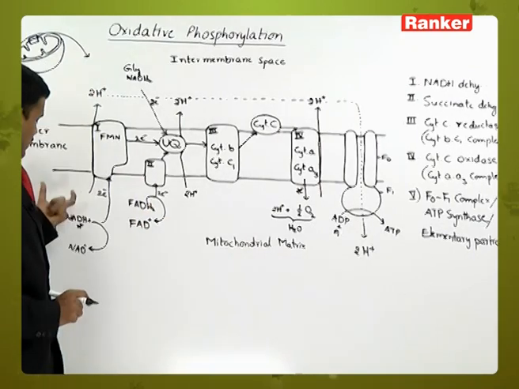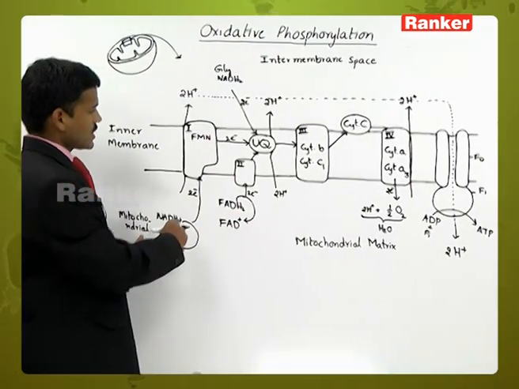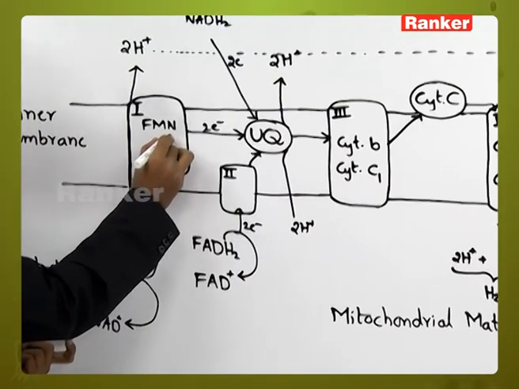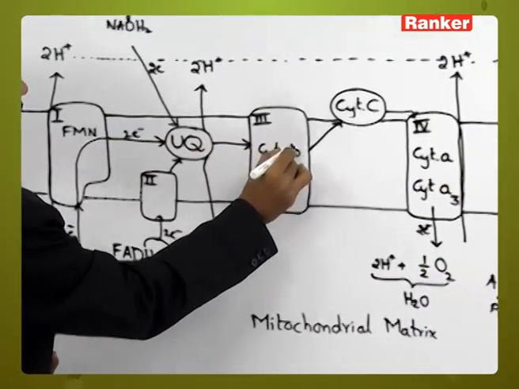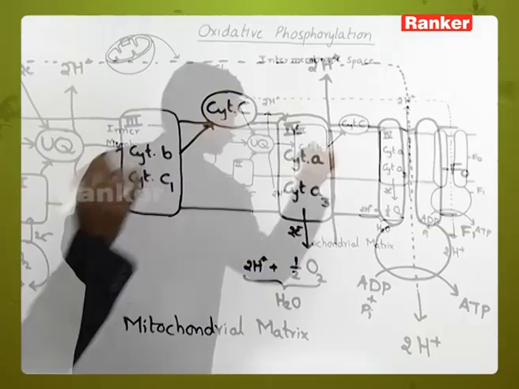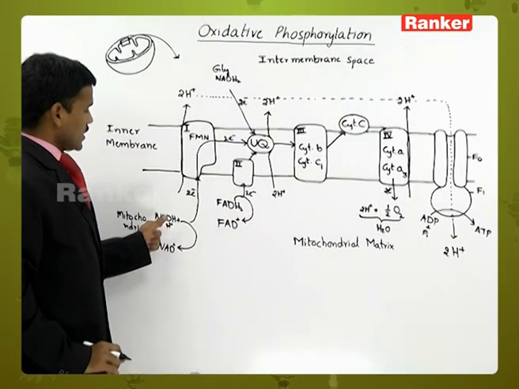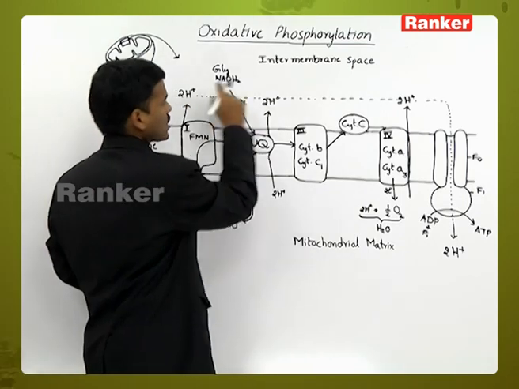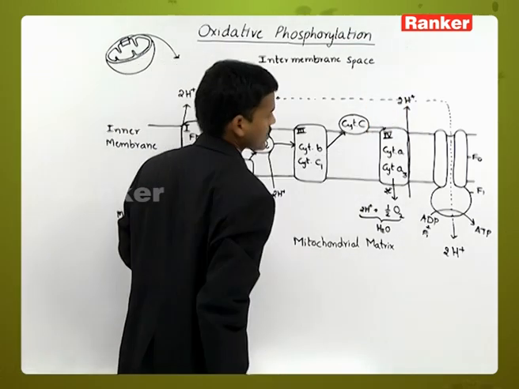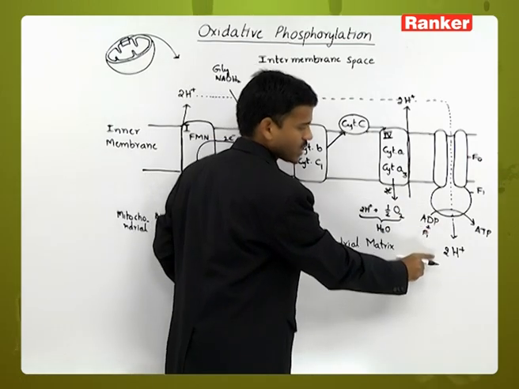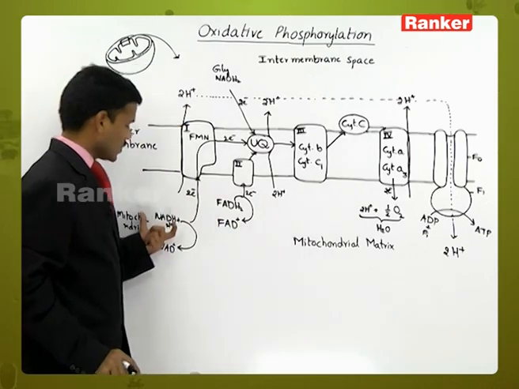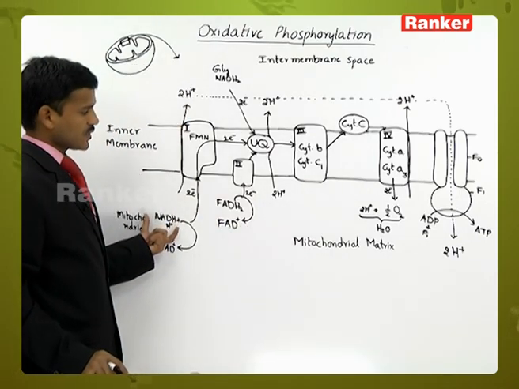When mitochondrial NADH2 is oxidized, the electrons move like this up to oxygen. When these are moving, 6 protons are translocated: 2 protons here, here, and here. So a total of 6 protons. When 6 protons are moving, 3 ATPs are synthesized. So it is equal to 3 ATPs.